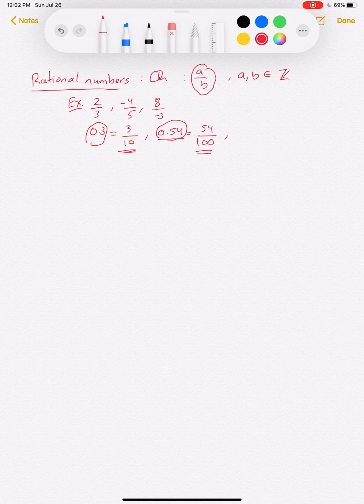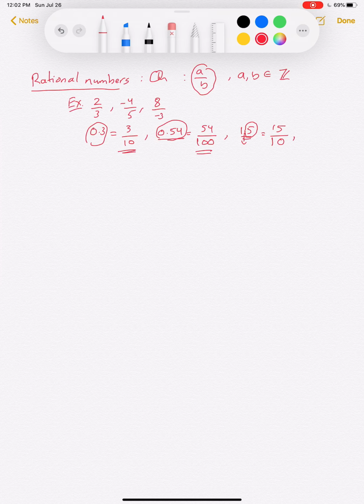Another example. What if we have 1.5? Now, how many numbers do we have in total? We have 2 numbers. So write it as 15 without the decimal point, and then divide by 1 followed by zeros according to how many numbers are after the decimal point. Only one number, so add only one 0 and then add the number 1. So 15 over 10 is exactly 1.5.